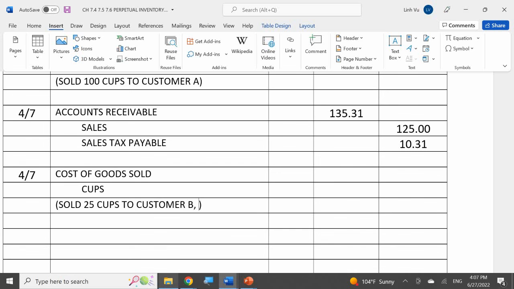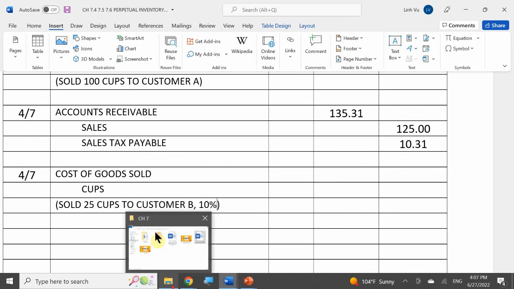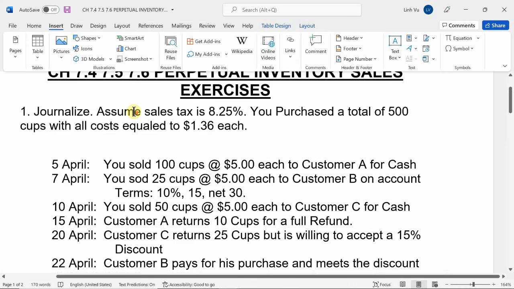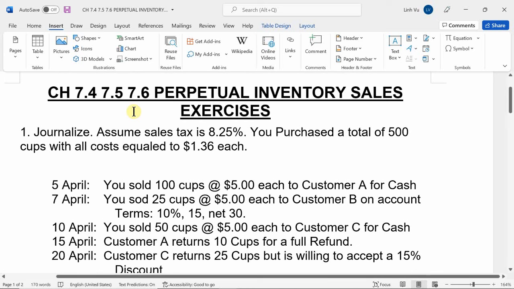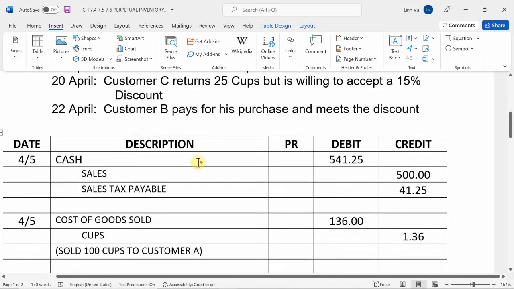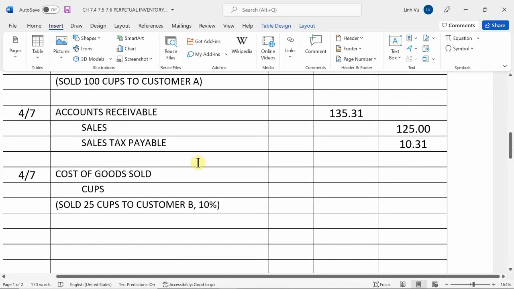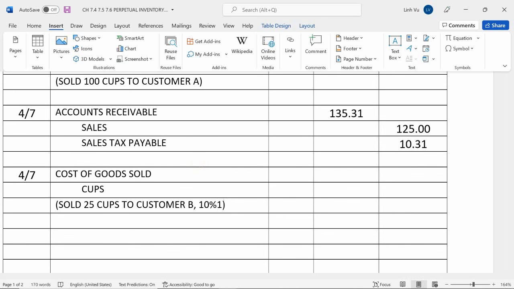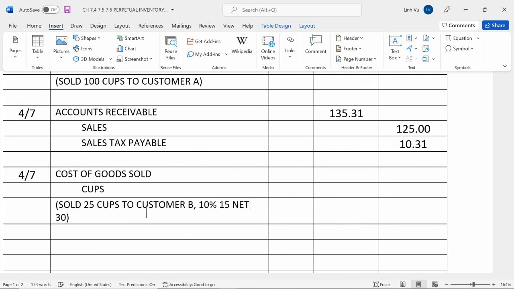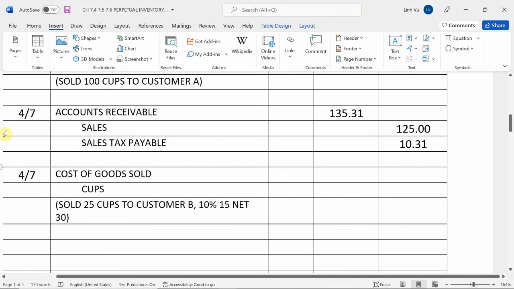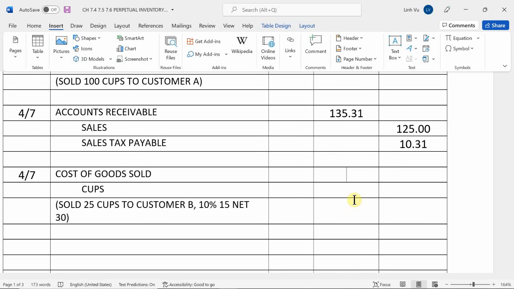And I gave them terms of a 10% discount if they paid within, how many days? If they paid within 15 days, if not the whole entire bill is due in 30. Okay? So what is 25 times $1.36? How much did it cost you to sell those 25 cups? $34. Okay, good.